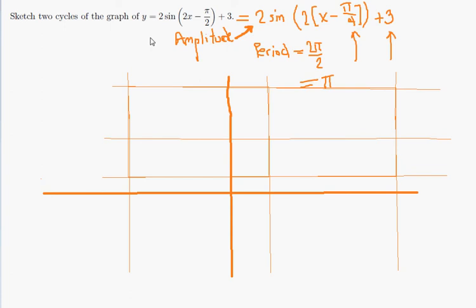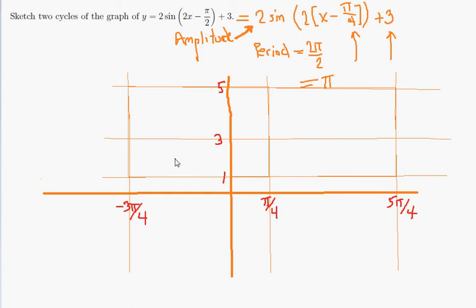Okay, so let's draw the picture. And let me start marking the coordinates of the points. So the midline occurs at 3. 3 plus 2 is 5 over here. 3 minus 2 is 1. This first vertical line occurs at pi over 4. Then I add pi to get 5 pi over 4. And then I subtract pi to get negative 3 pi over 4.